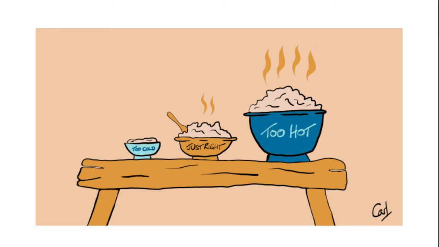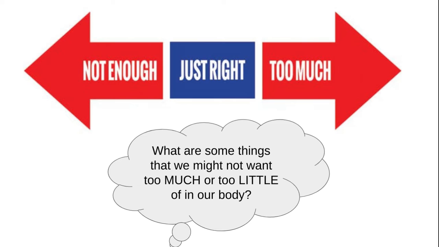You've probably read about Goldilocks, okay? Goldilocks said, too hot, too cold, this one's just right. Well, our body and our cells are the same way. We want to make sure that they have just the right amount of stuff. And that is what homeostasis is. It's a balance of not too much, not too little, just the right amount.